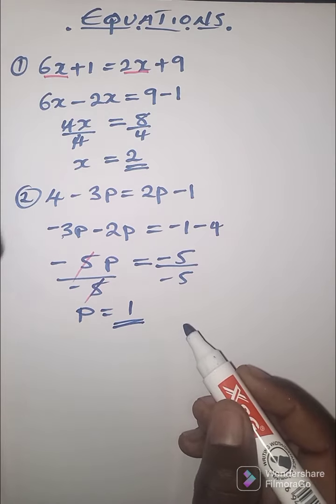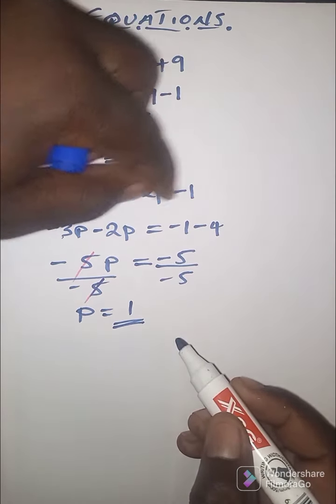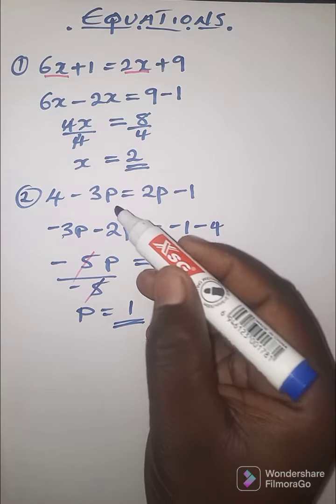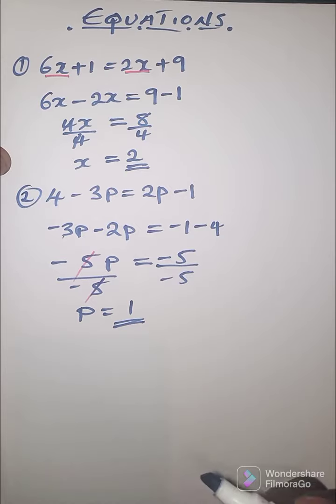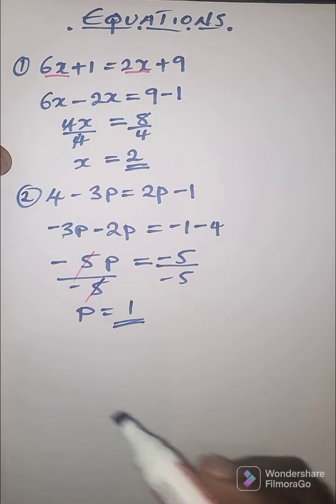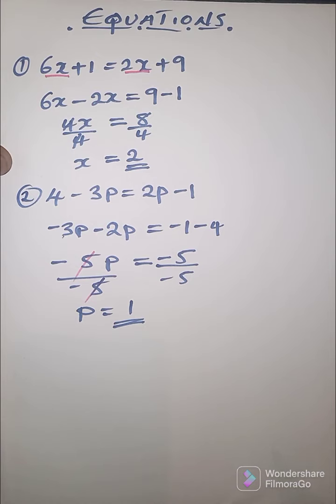If you want, you can still replace these values into the original equations. You replace the 1 into the original equation where there's p. Where there's p, you replace with the 1 there. You see if it is going to give you the same value on both sides of the equal sign.